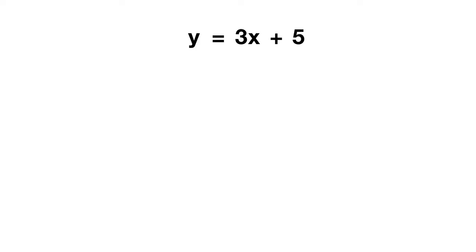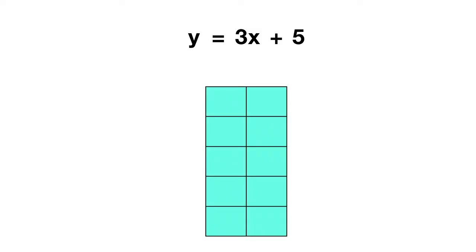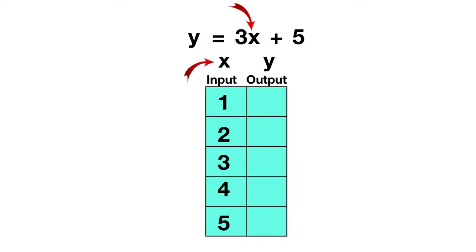Let's practice with some of these tables together. Let's say you're given the function y is equal to 3 times x plus 5. Well, on a table, we'll have our inputs, or our x's on the left, and our outputs, or our y, on the right. Let's look at inputs of 1, 2, 3, 4, and 5.